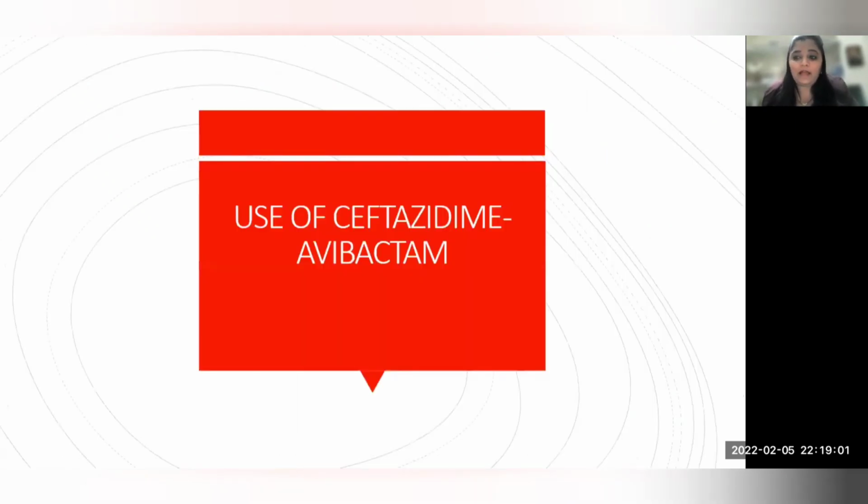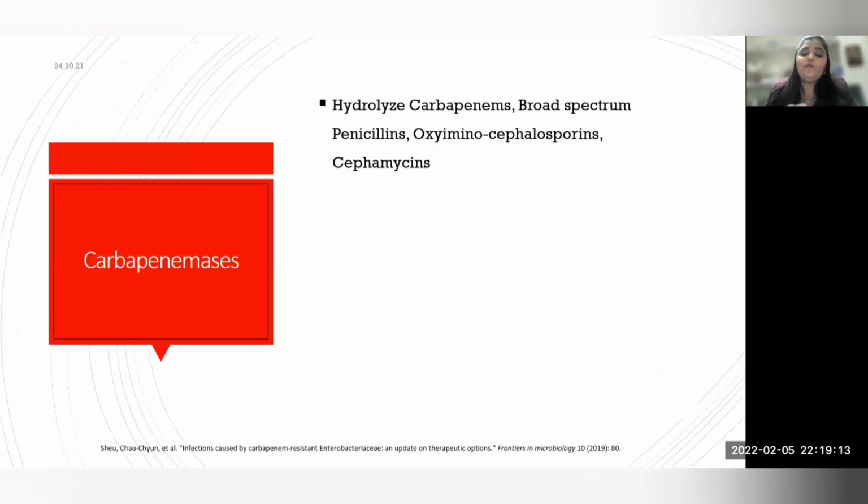So next, I want to address a newer BLBLI, ceftazidime-avibactam, because it is becoming more prudent to use these combinations now. So I wanted to address this. Before I go to ceftazidime-avibactam, we need to understand why this came into market. Why is the use of newer BLBLIs increasing now?